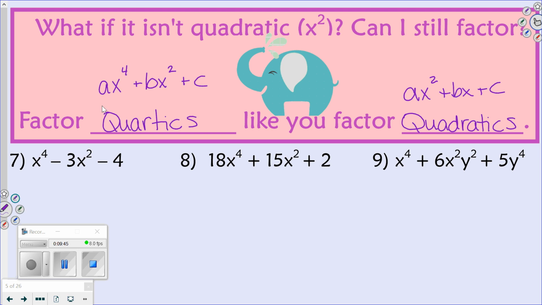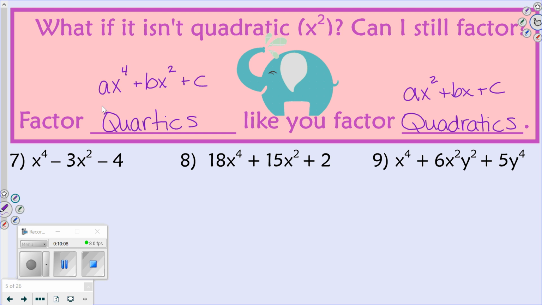But do you notice the exponents? This is to the 4th, and the next one's squared. It is half of that, right? Same thing here. This is x squared, and then x to the 1st. So it will factor just the same way that we factor quadratics, with one slight change. Instead of being x and x, it will be x squared and x squared.